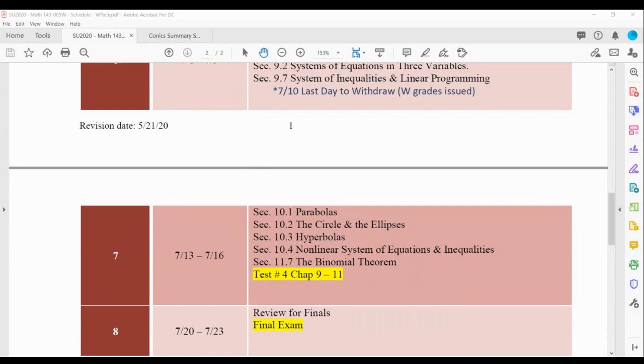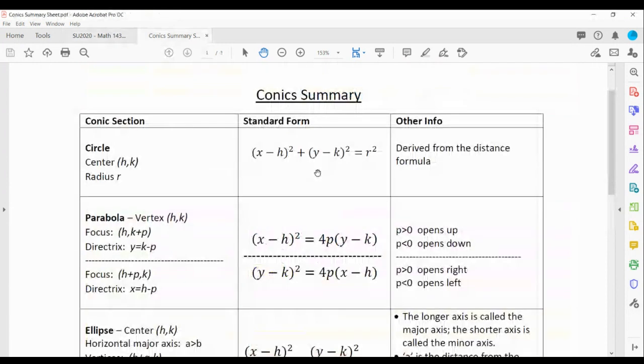So I've got another sheet here that I want to share with you, and this is the Conic summary sheet. It is available to you. It's in Blackboard. It's in the 143 shell, I know for sure. And I'm not sure it's in the 142 shell. I would say probably not. Yeah, it isn't, but it is in the 143 shell.